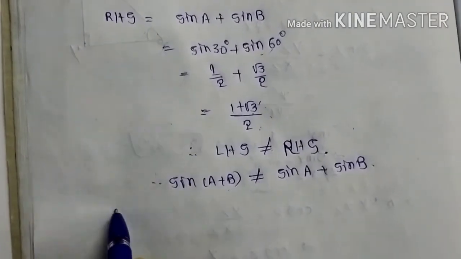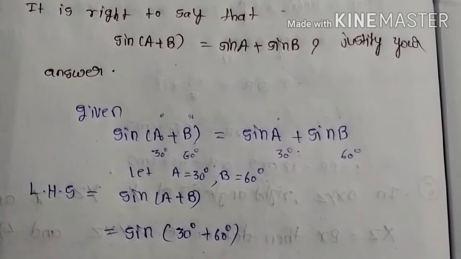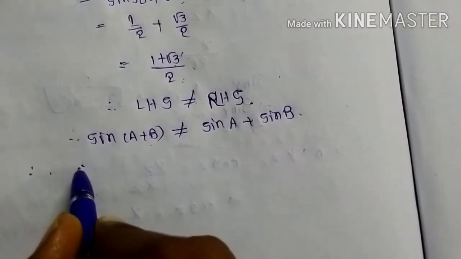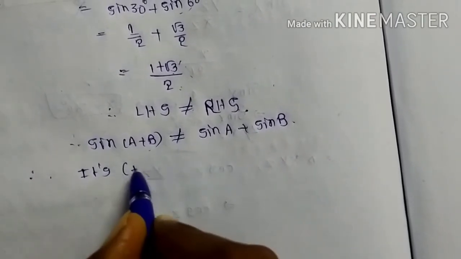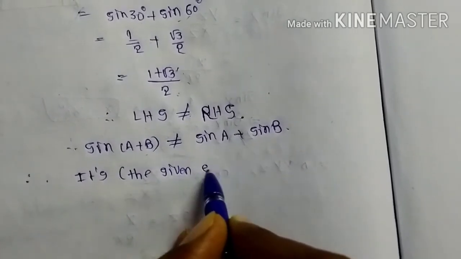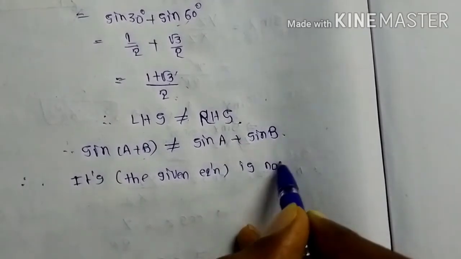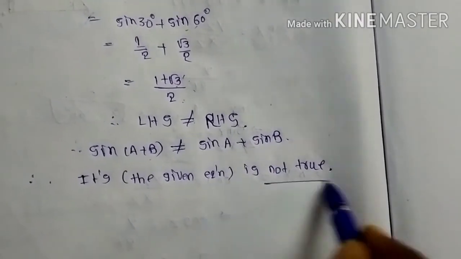Yes or no? Yes, they have mentioned in the question. See here, it is right to say that... You can write here, that means the given equation is not true. Yes or no? It is not true. This is your solution.